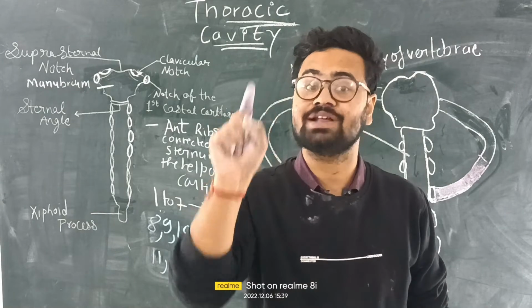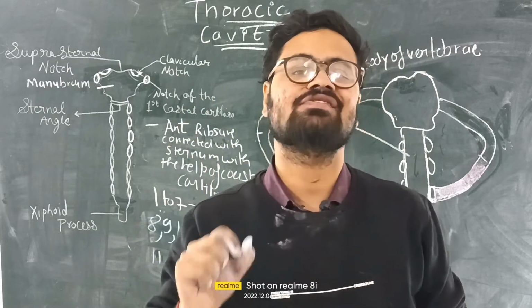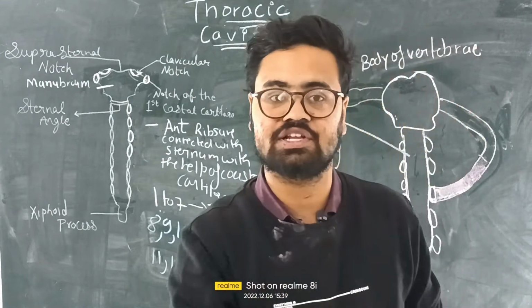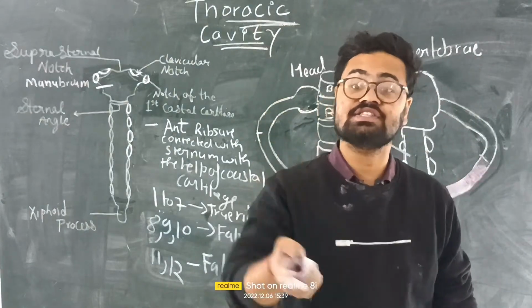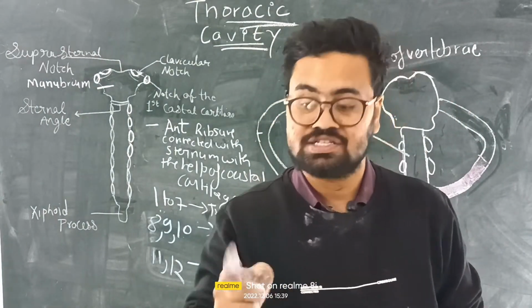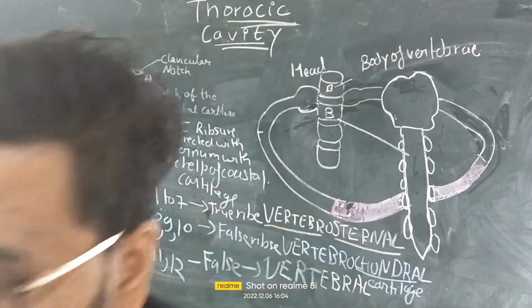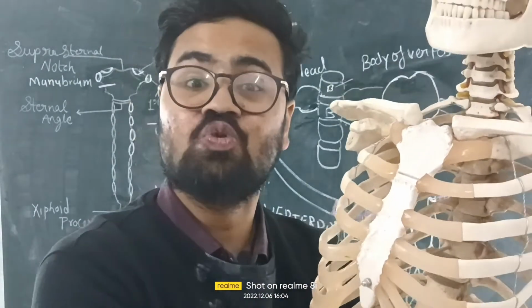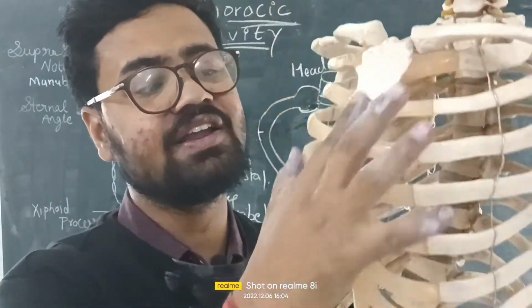Because the 8th rib, 9th rib and the 10th rib are directly attached with the costal cartilage of the 7th rib. 8th, 9th, 10th किसकी costal cartilage से attach होता है? 7th rib से. दोबारा in the model that this is the rib. So what are the true ribs? The true ribs are those ribs which are articulated anteriorly directly with the sternum.